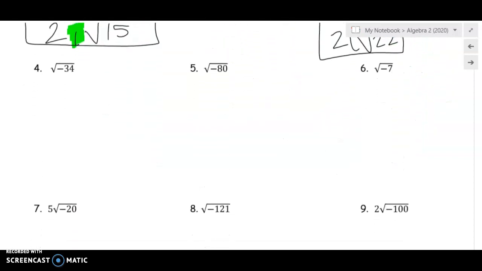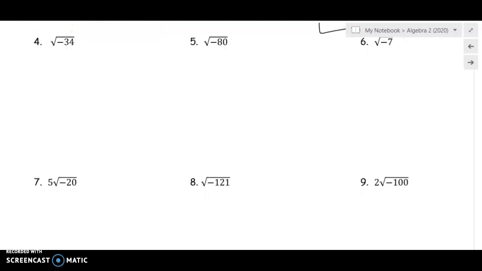Number 4. Square root of negative 34. I'm going to do the same thing. Take out the negative and deal with the 34. Let's branch it. What multiplies to 34? The first thing that comes to my mind is 2 and 17. 2 is as low as it can go, and 17 is as low as it can go. So the only thing I can do is take out this negative, so I need the i.